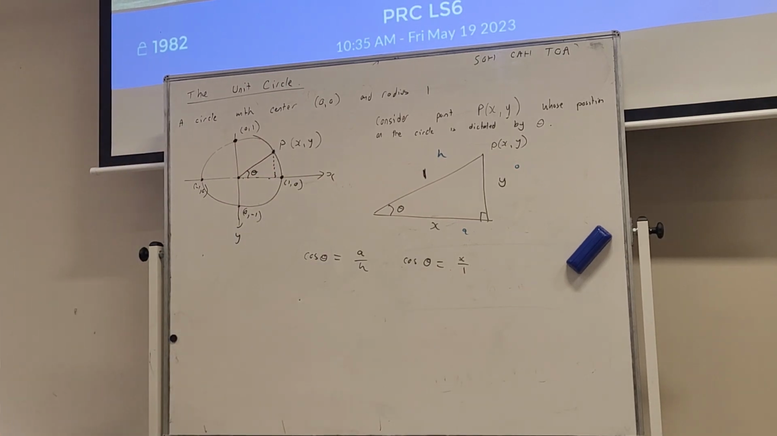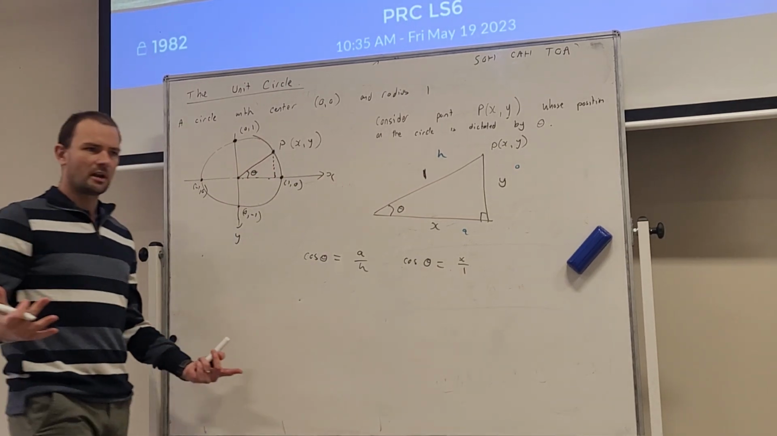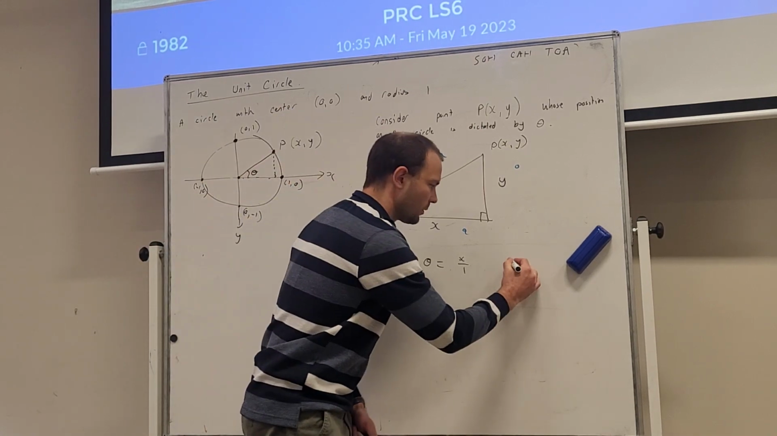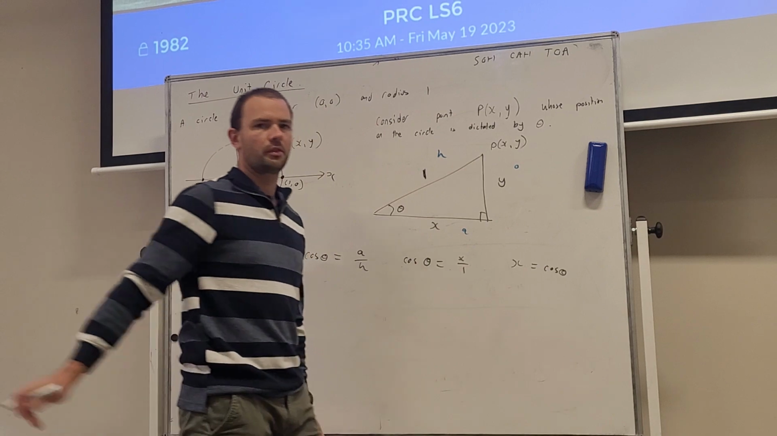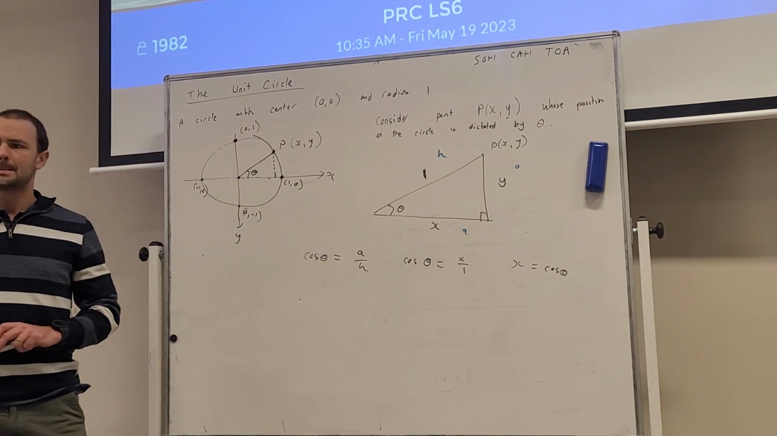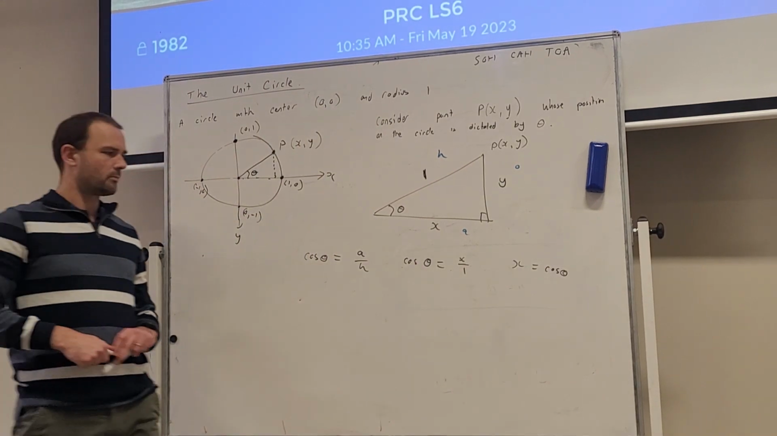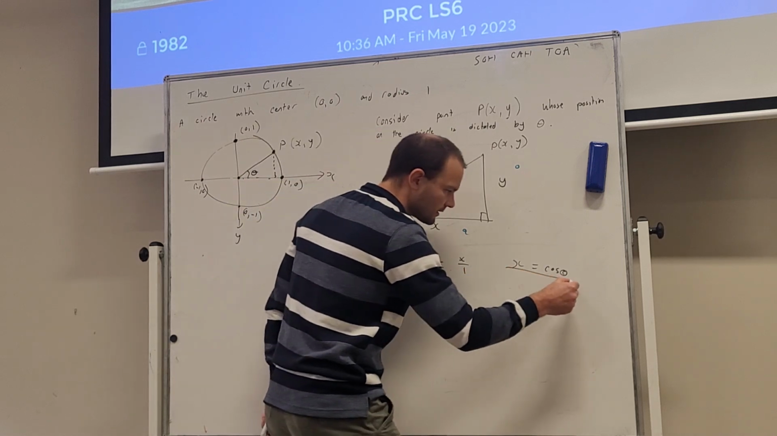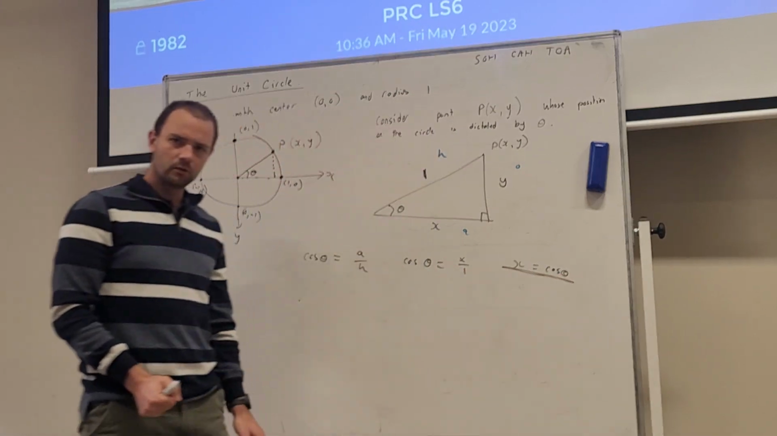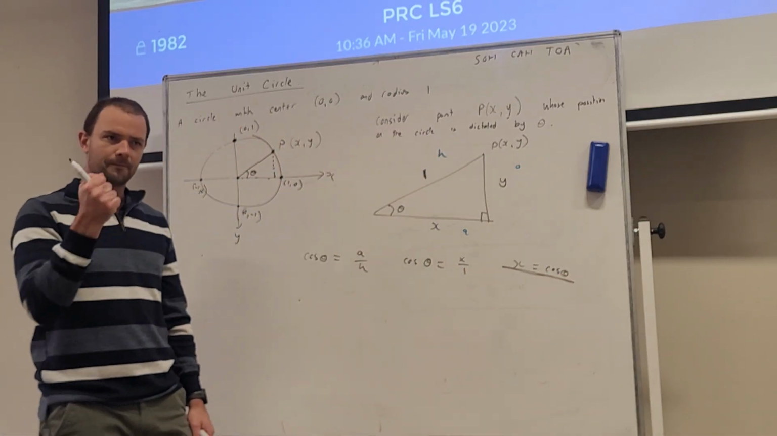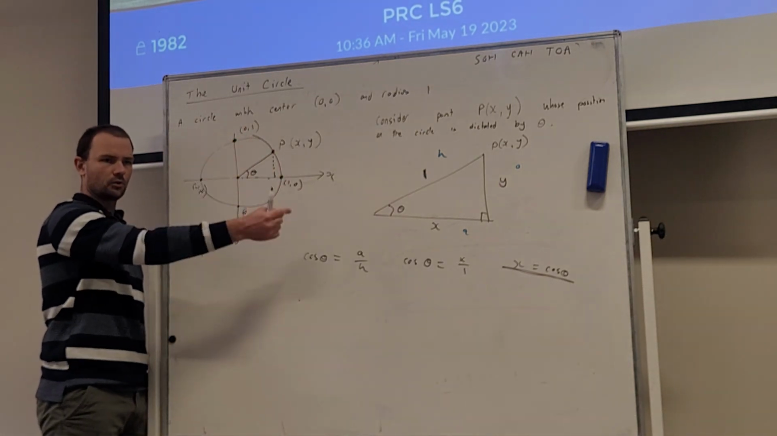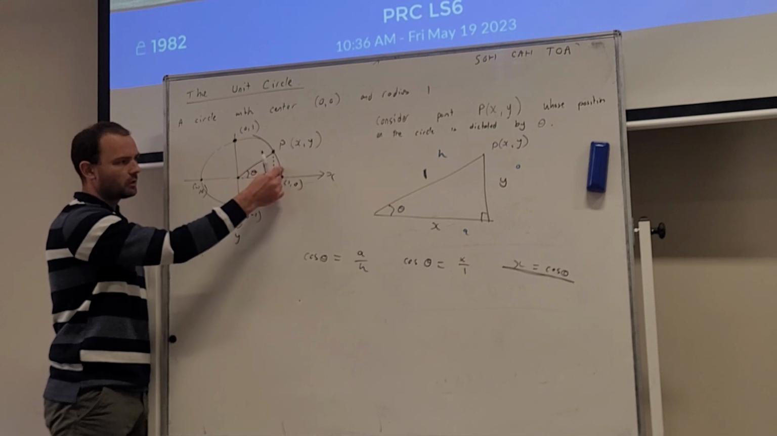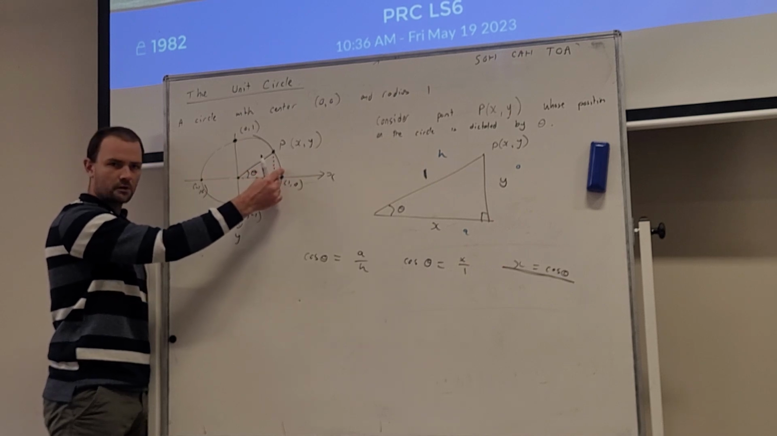Okay? X divided by 1 is the same as x, right? So we have x equals cos theta. This will tell you the x coordinate for any point along the outside of this unit circle. The x coordinate is equal to cos of whatever the angle is.